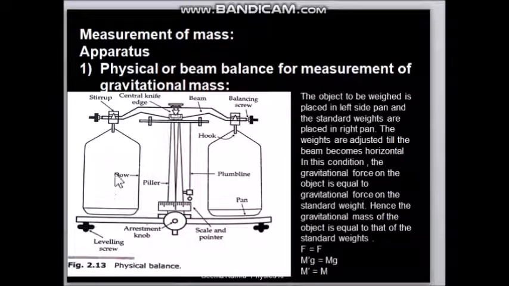So on the left side we have to keep the object whose mass we have to measure, and on the right side we have to keep all standard weights one by one. And then we have to try that this side's weight becomes equal to this side's object. That is achieved by seeing the pointer deflection. Okay.